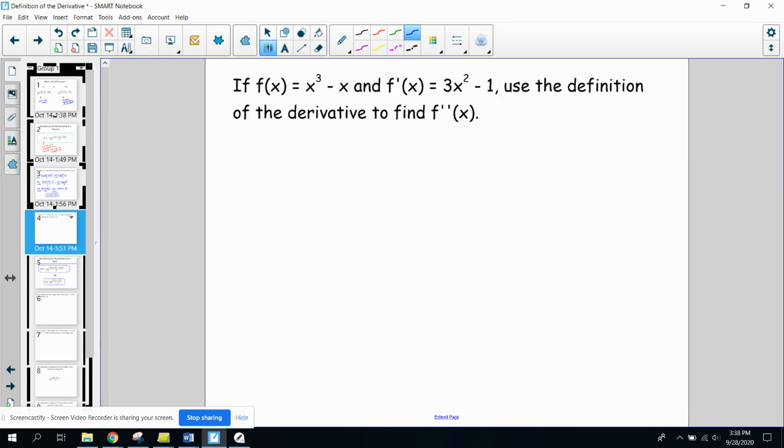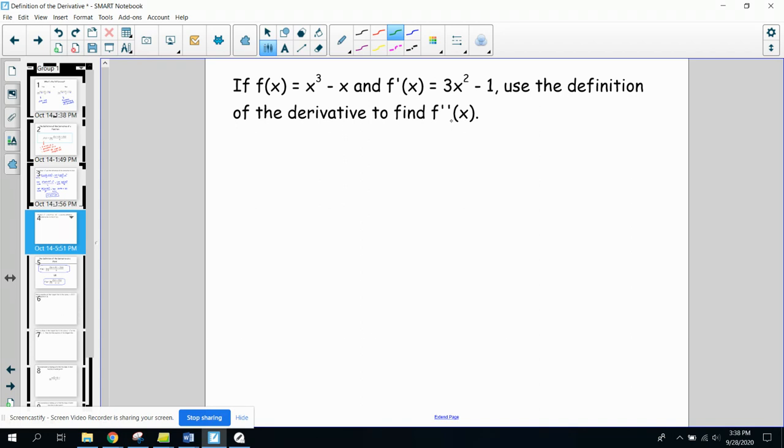Okay. So we're going to look at one more. Now, if we look at this example, we have f of x is x cubed minus x, and f prime of x is equal to 3x squared minus 1. Use the definition of the derivative to find f double prime of x.